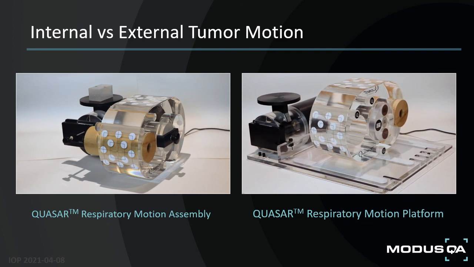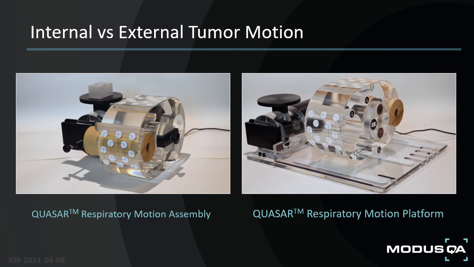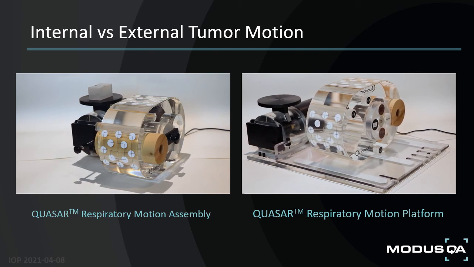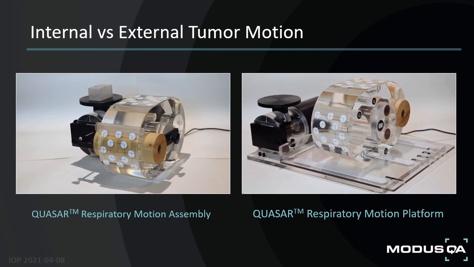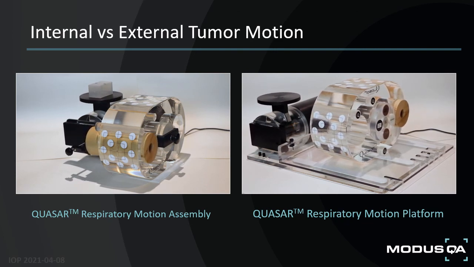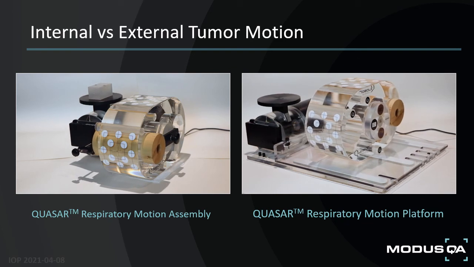Although, just as a note, the unique attribute of the motion assembly is its ability to add user-adjustable rotational motion to the insert, which actually might be useful in adding that realistic twist to the tumor motion profile as it better resembles real clinical scenarios. However, what about the platform?